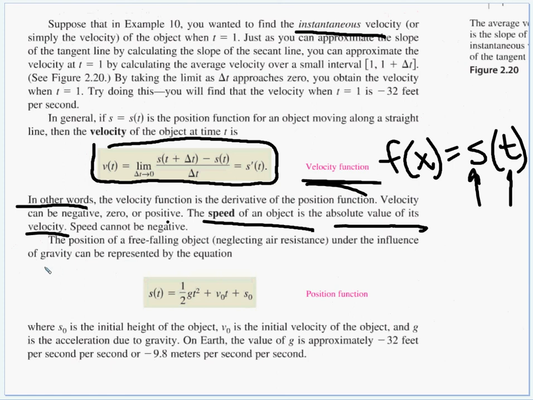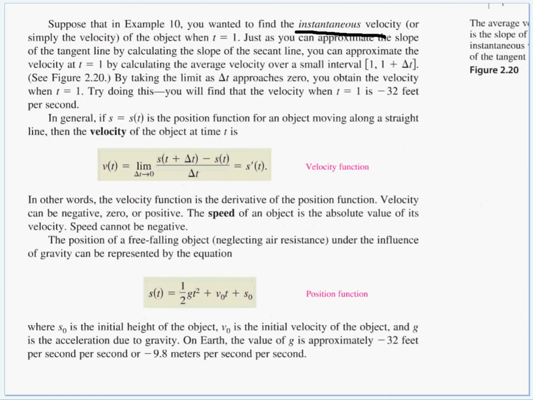So back to here, the position of a free-falling object, if you ignore air resistance under the influence of gravity, can be represented by this function. And let me erase and move this stuff up.